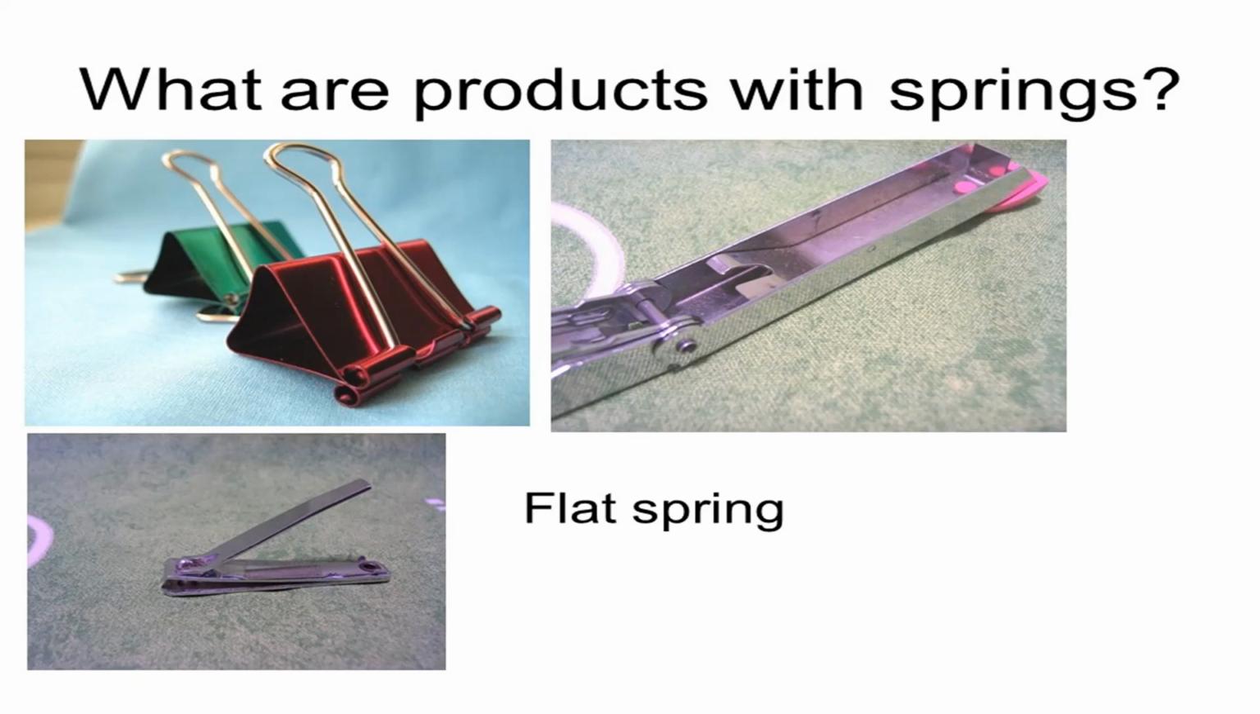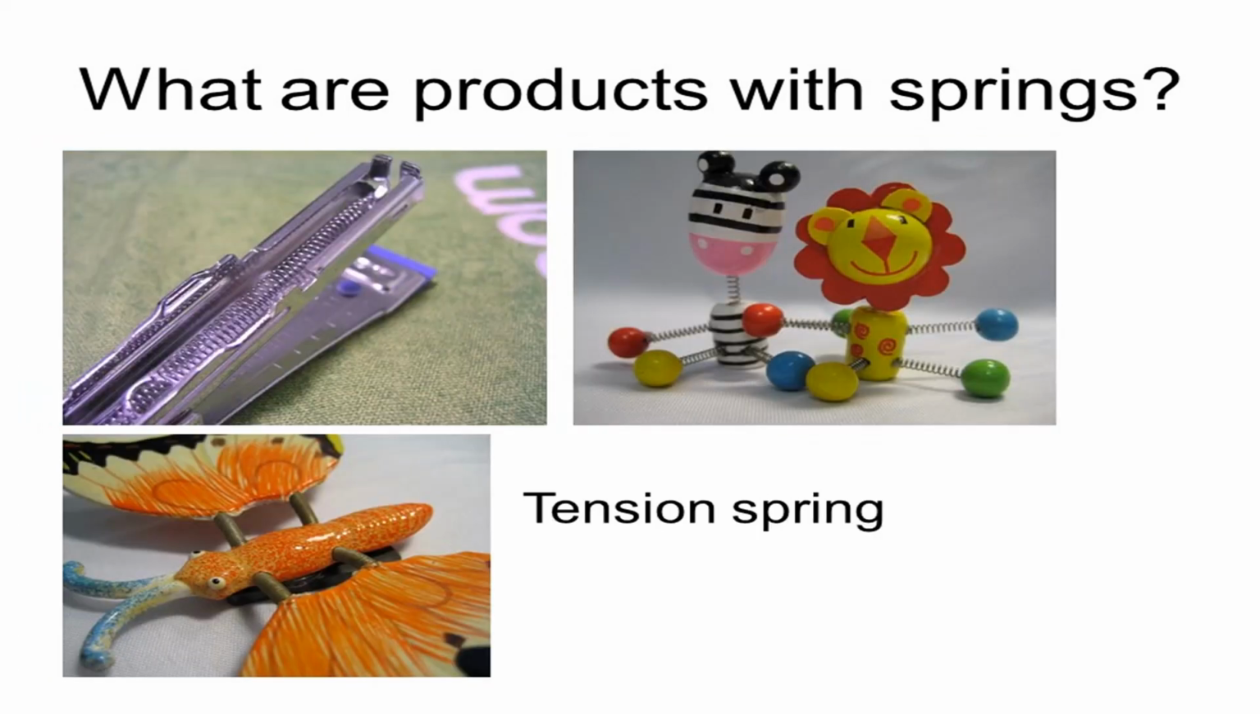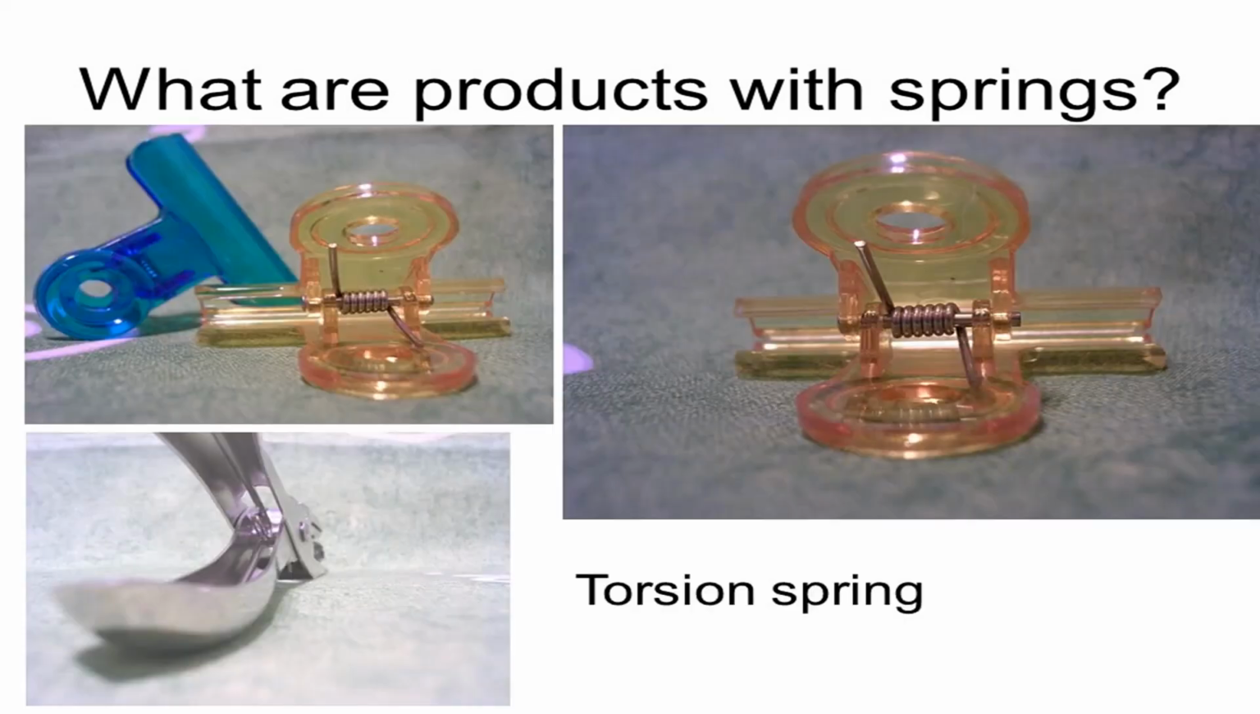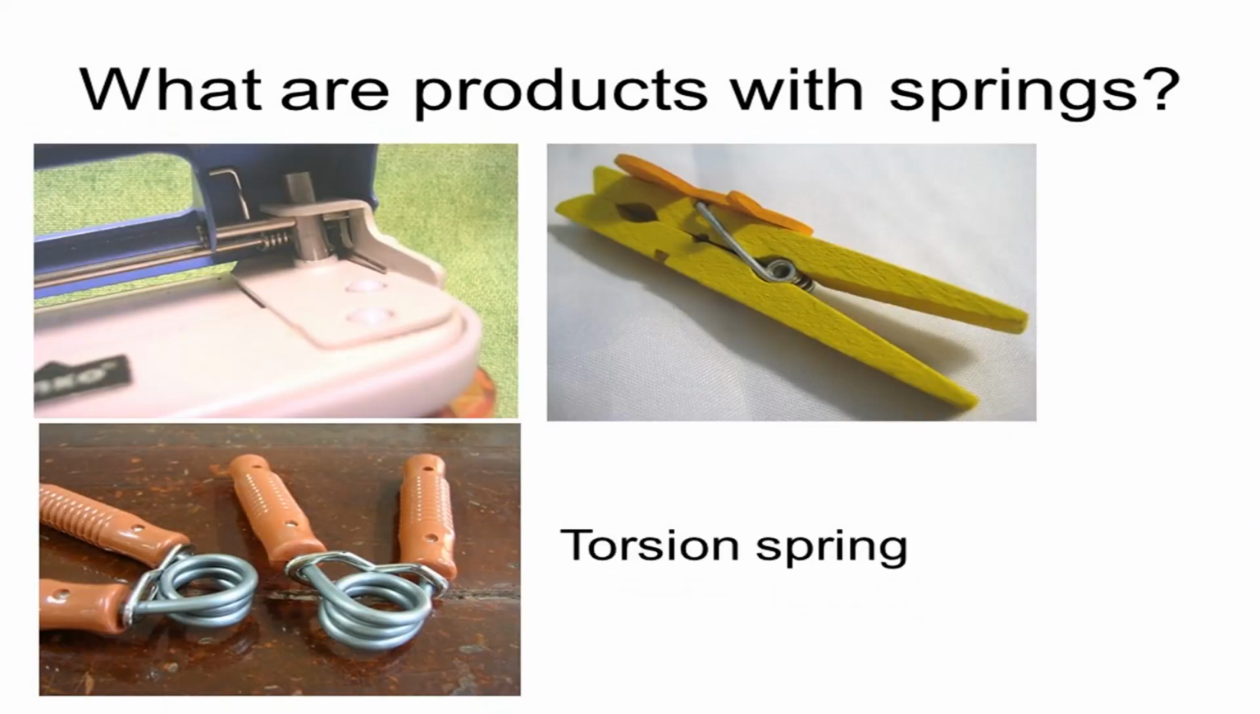These use flat springs. Tension springs: inside your stapler, there's this part where you pull back to put in the staples. That uses tension springs. Many of the toys that bounce up and down use tension springs as well. Torsion springs are used in your clips, or your clothes pegs. Even a hole puncher has a torsion spring. And those hand exercisers that you squeeze are torsion springs.